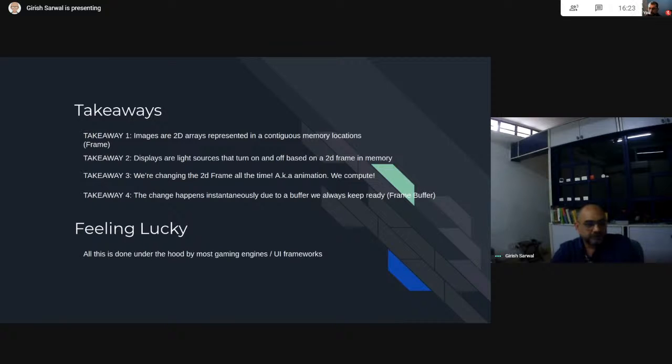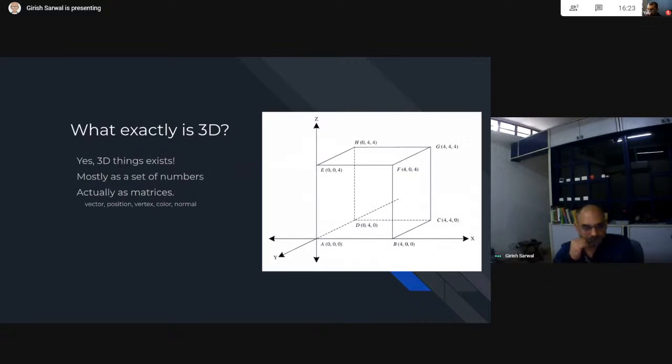So from here on, we have figured out a little bit about how displays work, and now we're going to slightly switch gears, and we're going to jump directly into what 3D is essentially for us. I'm sure a lot of people in the audience would be coming in from 3D backgrounds, and they would have worked with 3D in the past. You might have used things like Blender, you might have used things like AutoCAD programs, etc.